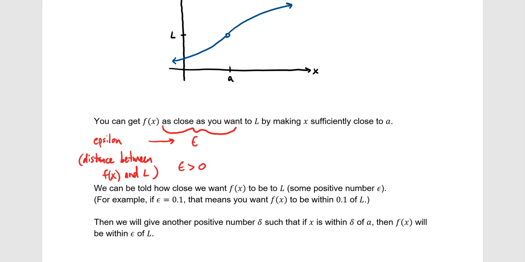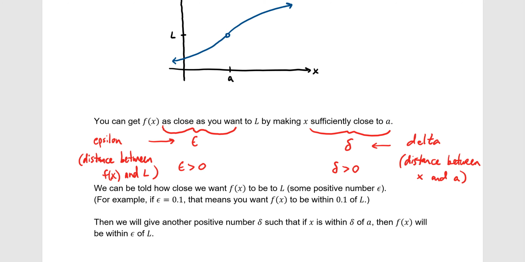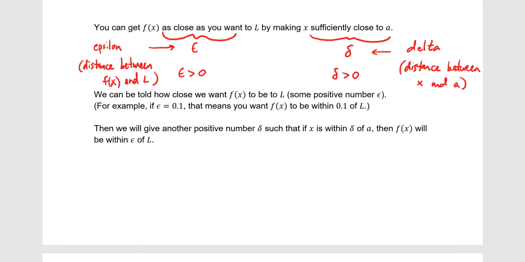We're going to be either told an epsilon, or we're going to come up with an epsilon, a distance for the function getting closer and closer to the limit, by making the x value sufficiently close to a. This distance between x and a is going to be called delta, and delta is also a positive number. It's the same concept on this graph: x values getting closer and closer to that a value, as x approaches a. So epsilon is essentially a y distance, and delta is an x distance.